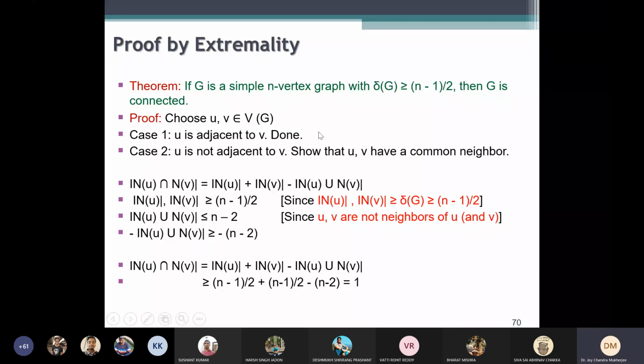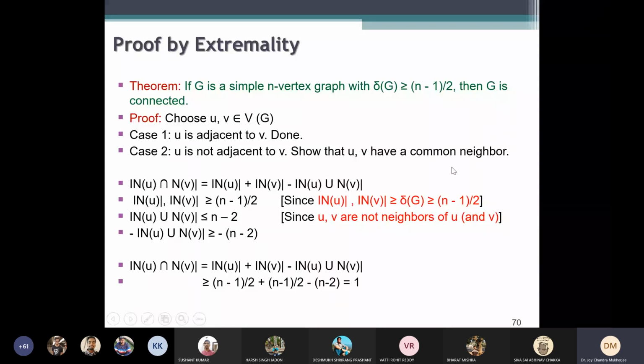So what is given here? You are given the n vertex graph. Every vertex has degree greater than or equal to (n minus 1) by 2, and you are supposed to prove that it is a connected graph. By connected, we mean that given two vertices in the graph, they are connected by at least one path. So we choose any two arbitrary vertices u and v from the graph. Case 1: u is adjacent to v. In that case, u and v are joined by an edge, so they are connected. Done. If u is not adjacent to v, then we have to prove that they are connected, and what we prove here is that for this kind of graph, u and v have a common neighbor.